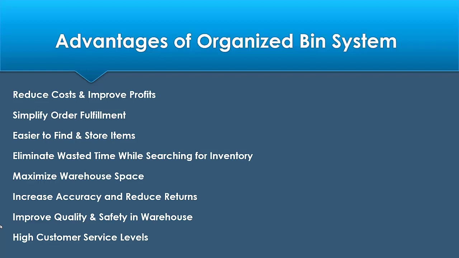We'll begin our demonstration with a little bit of information regarding the advantages of an organized bin system, which was first introduced to SAP in version 9. Utilizing an organized bin system can help your entire warehouse team simplify its order fulfillment process, making it easier to find and store items while eliminating time searching for inventory. This allows you to maximize warehouse space, reduce cost and time-consuming processes. It also allows you to increase the accuracy of your order fulfillment, therefore reducing returns and increasing your customer service levels.